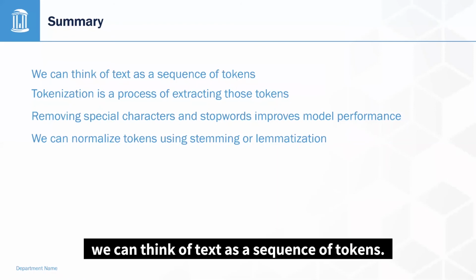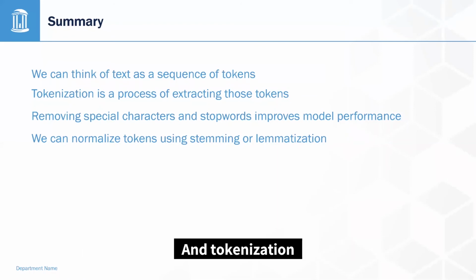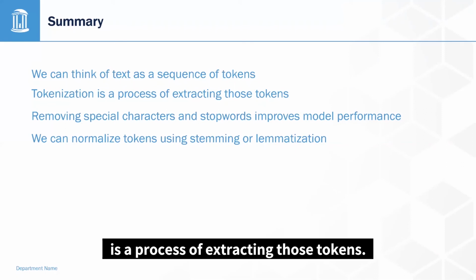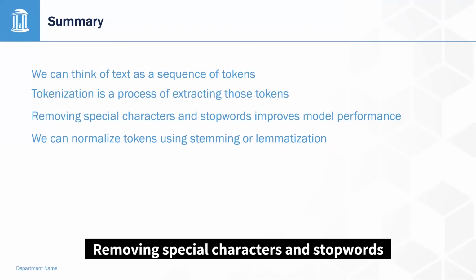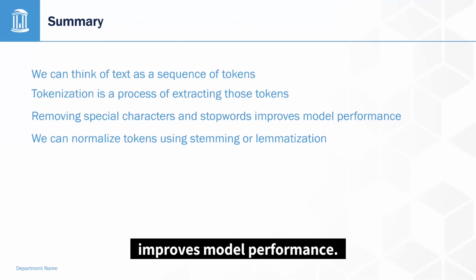In summary, we can think of text as a sequence of tokens, and tokenization is a process of extracting those tokens. Removing special characters and stop words improves model performance. We can normalize tokens using stemming or lemmatization.